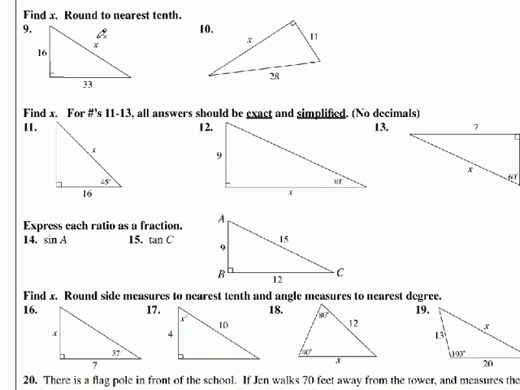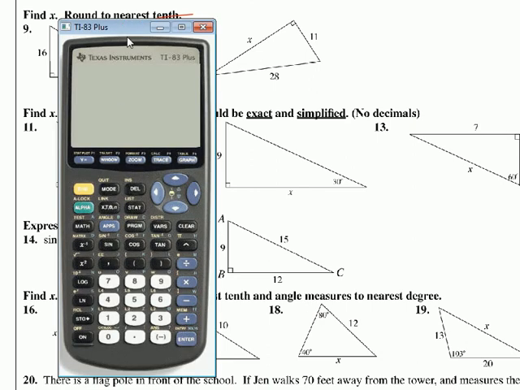Now look, the c is always the hypotenuse, isn't it? So that's going to be by itself. So x squared equals, what do we got? 16 squared plus 33 squared. Now look, get rid of the square by taking the square root. So we take the square root of both sides and we just plug that into our calculator.